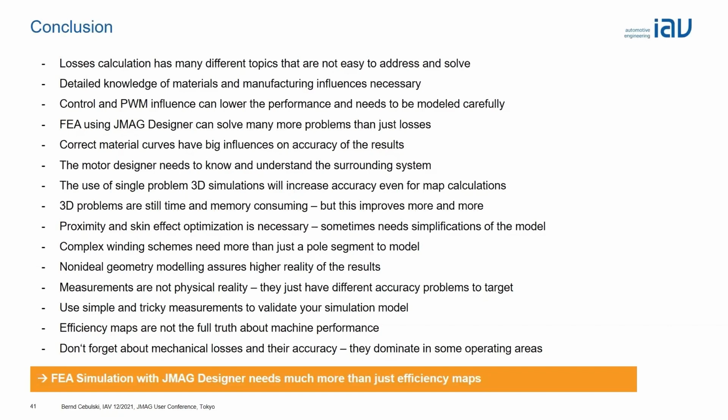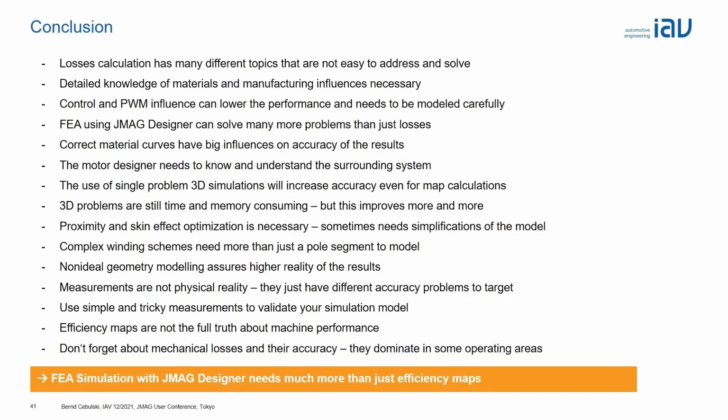The control and PWM influence lowers the performance and needs to be modeled, of course, either using a correction factor or using a full co-simulation. JMAG really has strong capabilities to use that kind of thing, and it's improving with every version.